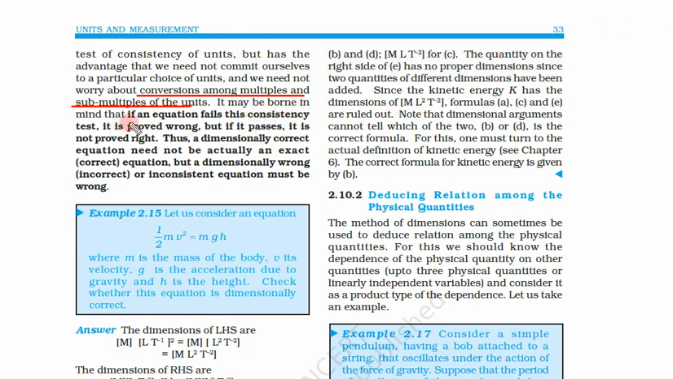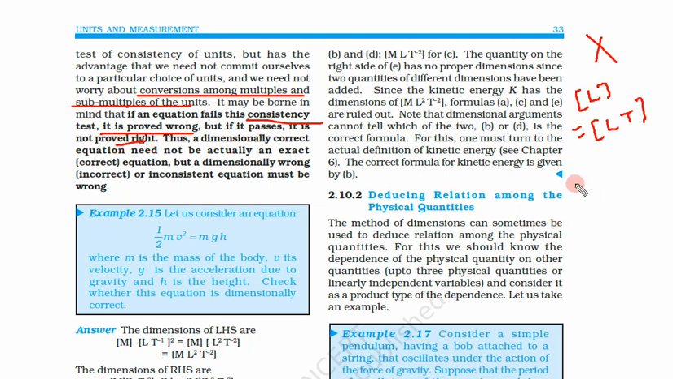It may be borne in mind that if an equation fails this consistency test, it is proved wrong. Definitely, if the left hand side is L and the right hand side is LT, then it is wrong. If this consistency fails, the equation is definitely wrong. But if it passes, it is not proved right.